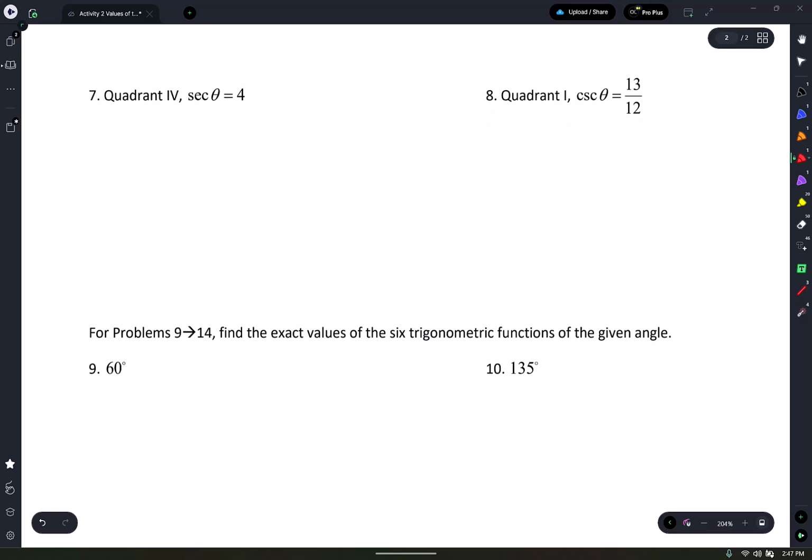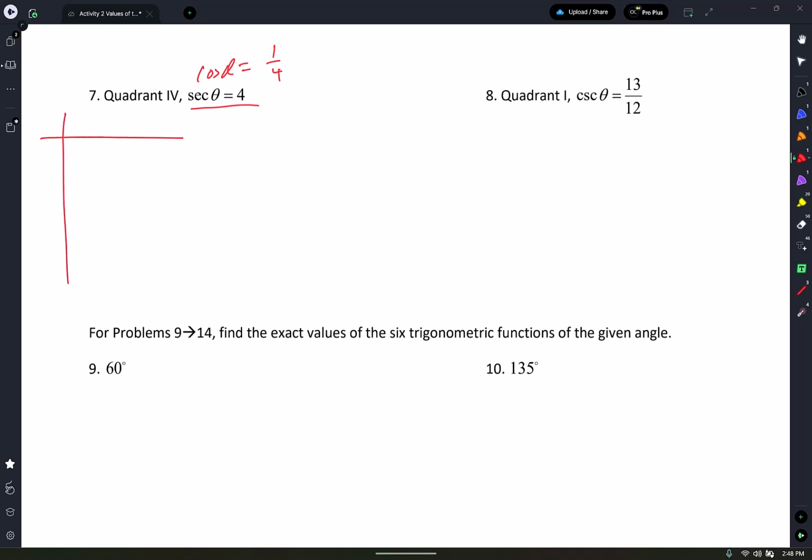All right. Question 7. Secant theta equals 4, and I'm in quadrant 4. If secant theta is 4, that means that cosine of this angle is 1/4, because secant and cosine are reciprocals of each other. Are we okay with that, guys? I'm in quadrant 4, so I'm going to exaggerate quadrant 4. They don't give me an ordered pair. They just tell me that cosine theta is 1/4.